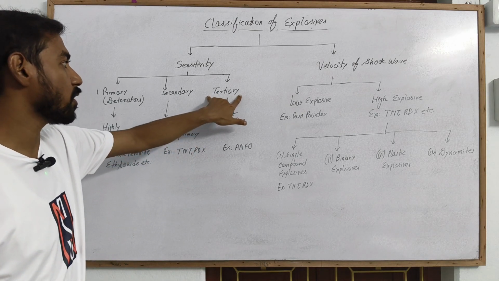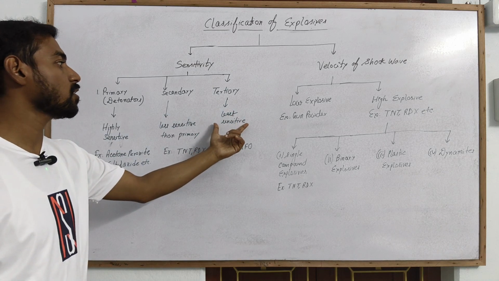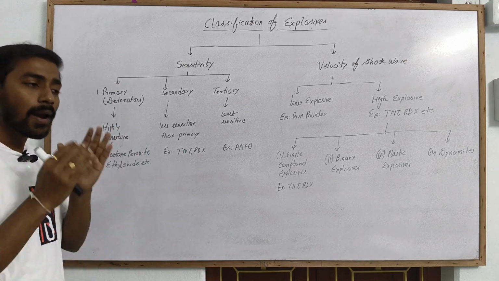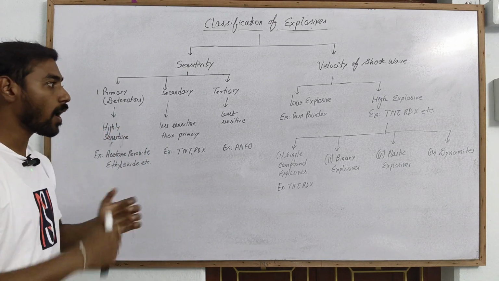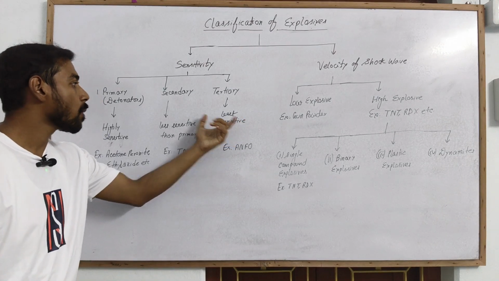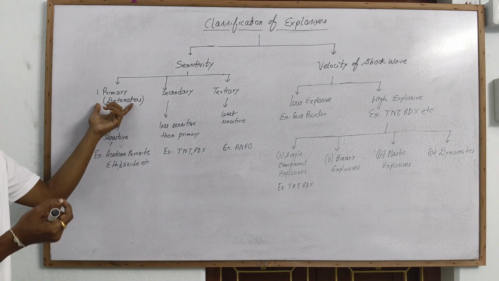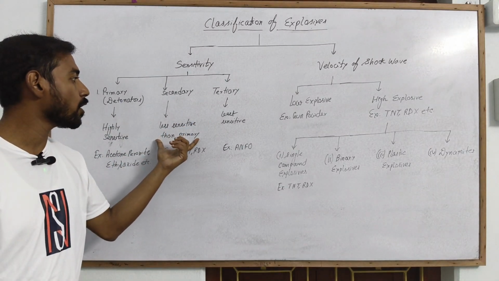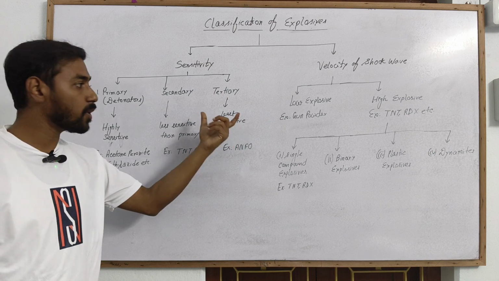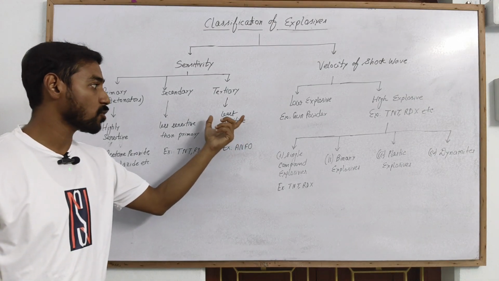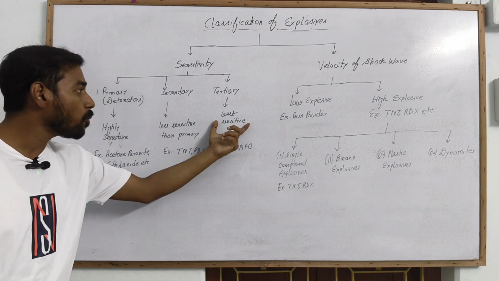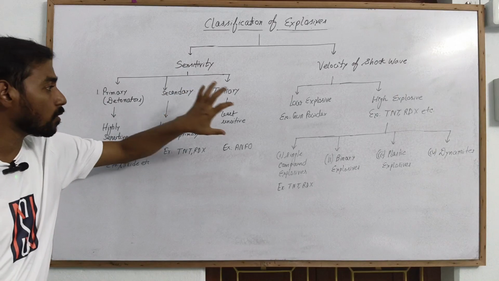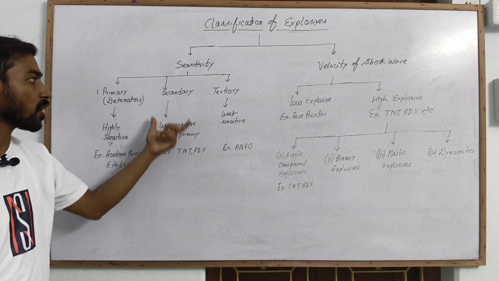Now coming to tertiary explosives. These are least sensitive to the action of heat, pressure, friction, radiation, etc. And they are so insensitive that they cannot be triggered by a practical amount of these primary detonators. Therefore, a booster of secondary explosives is required to initiate these explosives. Because these are least sensitive, they cannot be triggered by the small amount of primary detonators. They can only be triggered by the booster of secondary explosive.